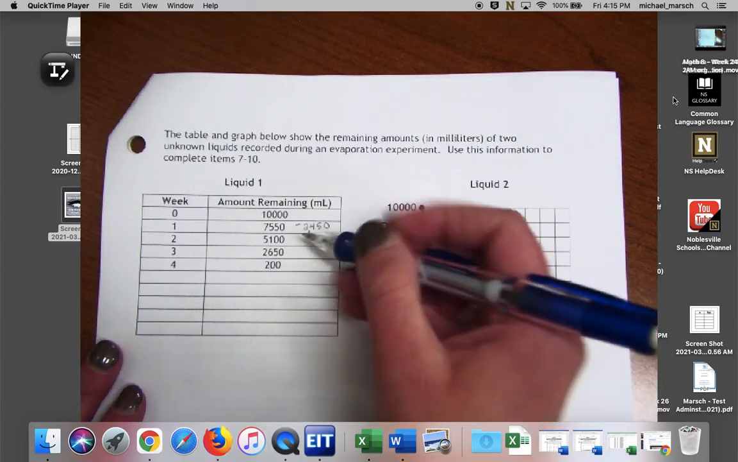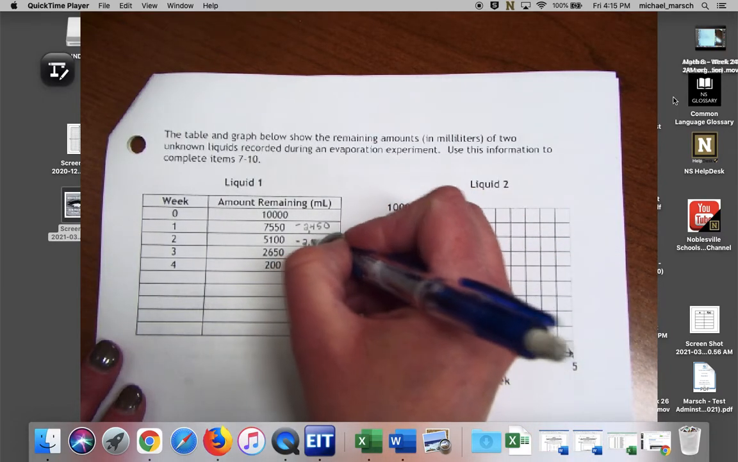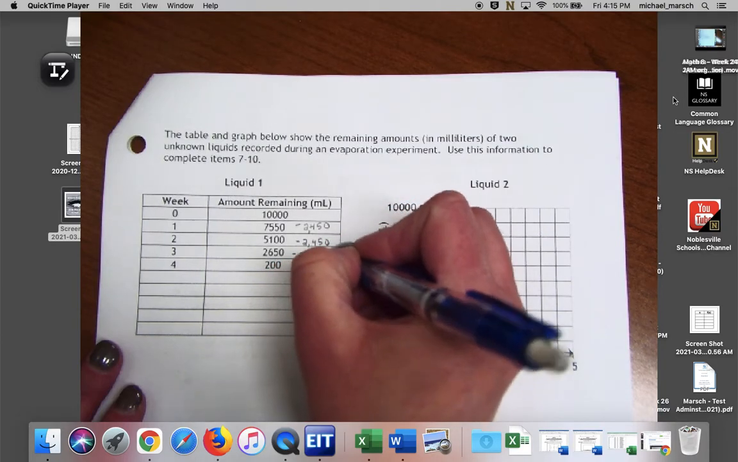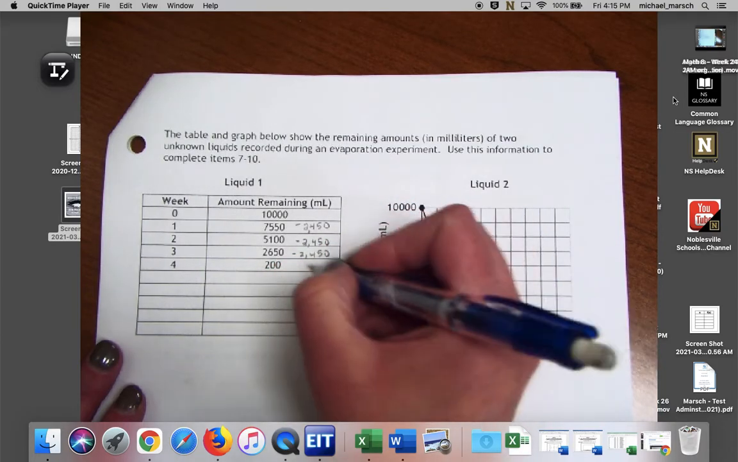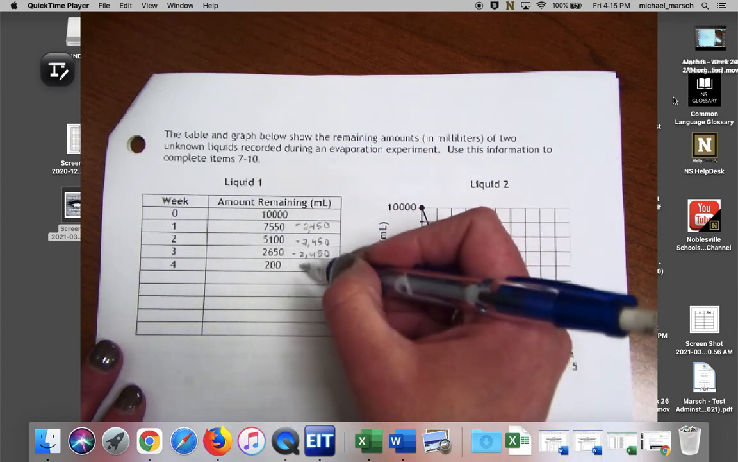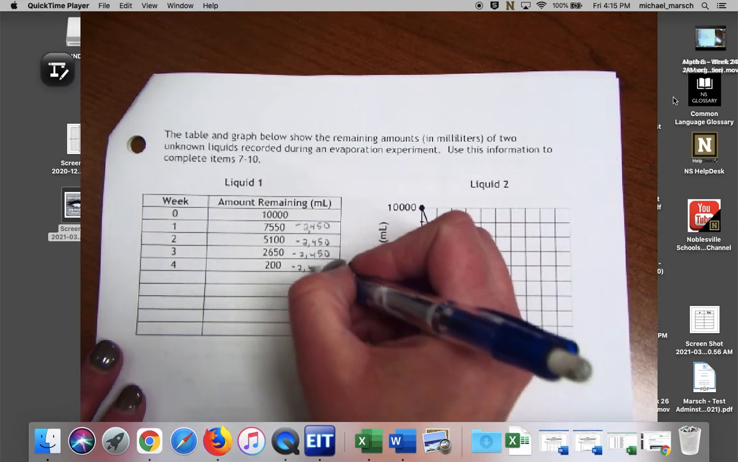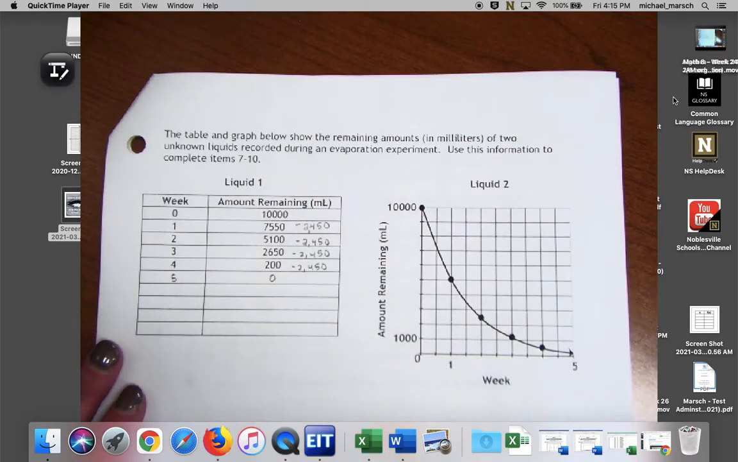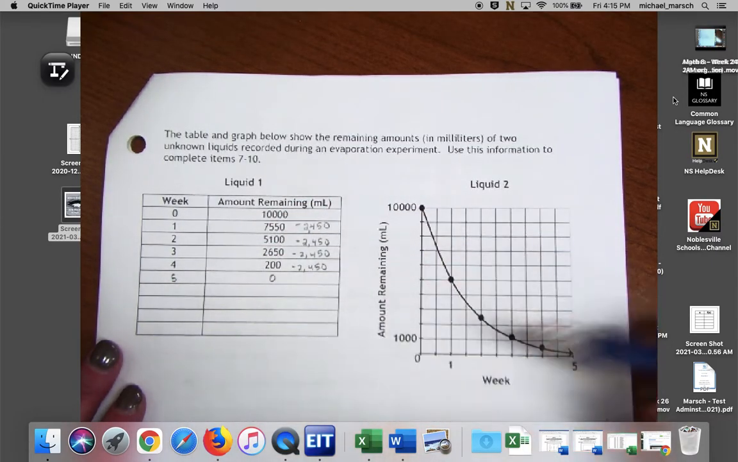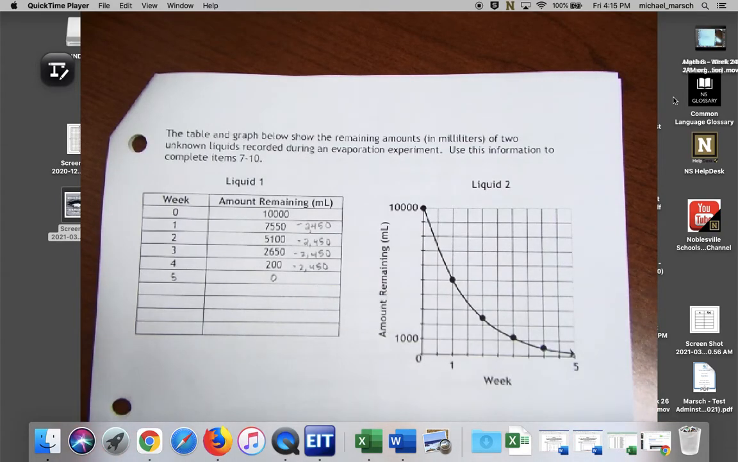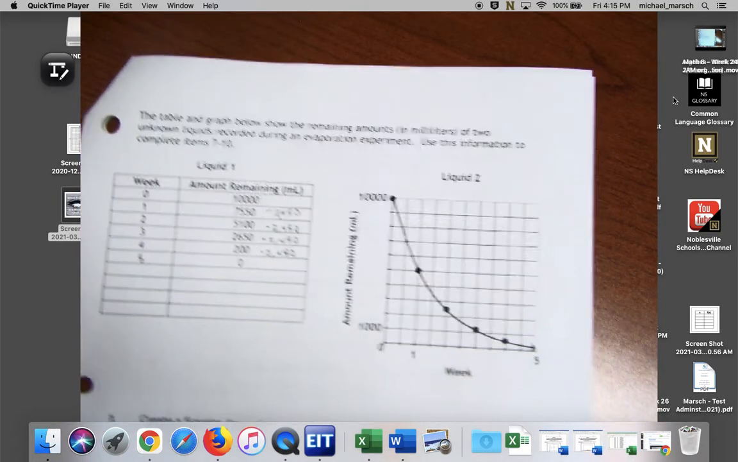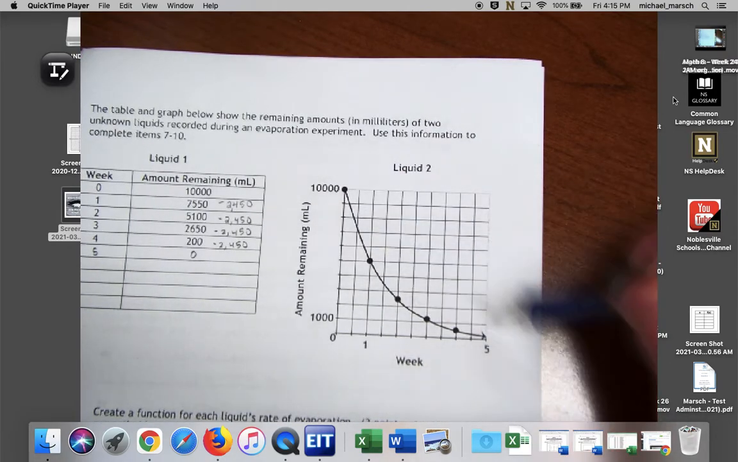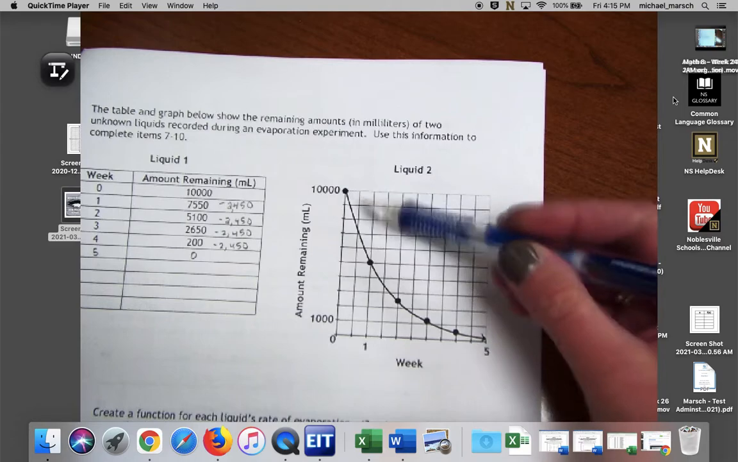And then you can look and see, oh, that's my rate of change. And then this would just end up at 0, right? Because you would subtract the 2,450, which means at week 5, you're going to have 0 because you can't go lower, right? You're just going to run out. Okay. And then for liquid 2, we have an exponential. We have a decay situation here because it's evaporating.